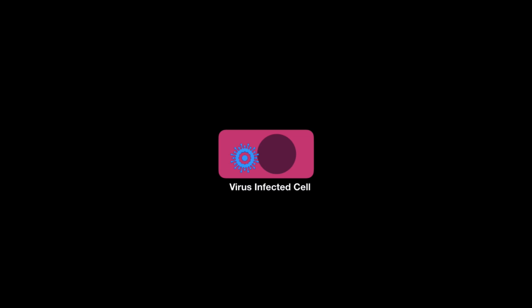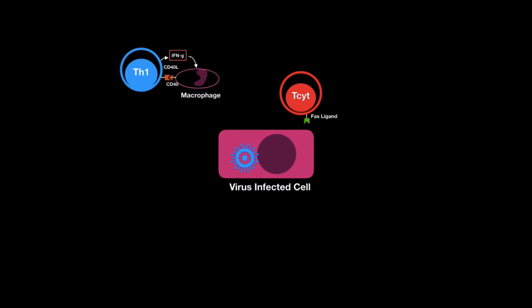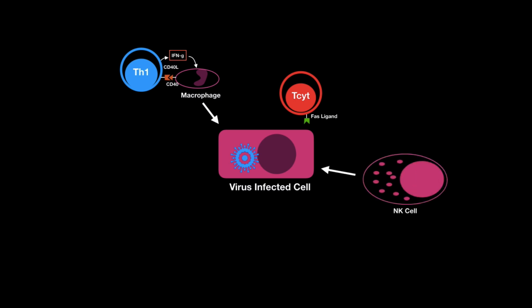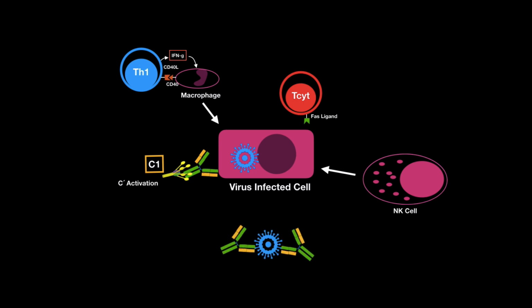A virus-infected cell can show FAS for T cytotoxic cells to kill it by releasing perforins and granzyme B. Another way is that T helper cell 1 activates macrophages with the help of CD40L and interferon gamma, which will then phagocytose the virus. Natural killer cells can kill it by surface receptors, and even antibodies can opsonize the cell and cause other cells to bind to the antibody and kill it. Or it may activate the classical pathway of the complement system. Another way is that if you have a free-floating virus, antibodies can also opsonize it as well.